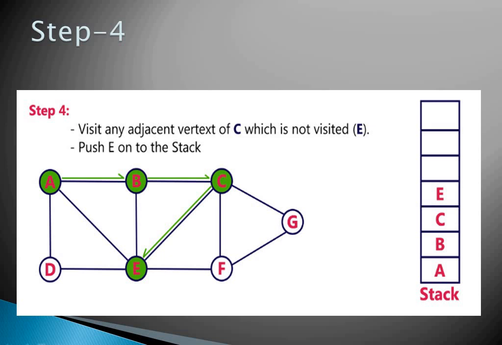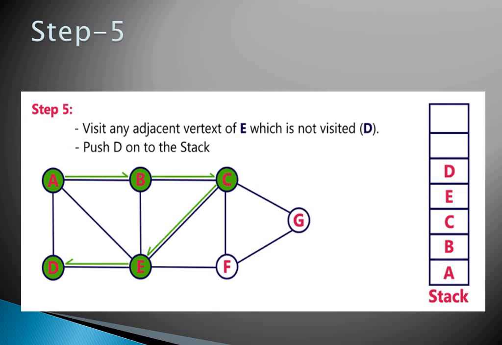Now the next part is you have to select the next vertex from this newly visited vertex, from C. Visit any adjacent vertex of C which is not visited here, right? Either I can select this E, or I can select this F, or I can select this G. But here I am selecting this E, right? So the next new vertex is E here. So we'll push that E onto the stack, right? Push means inserting the vertex into the stack, right?